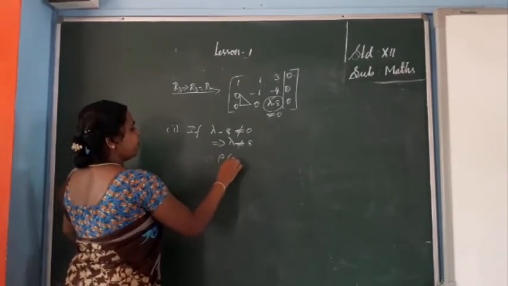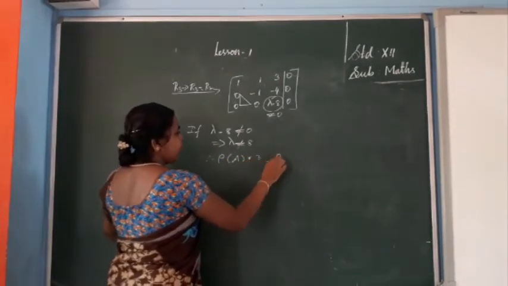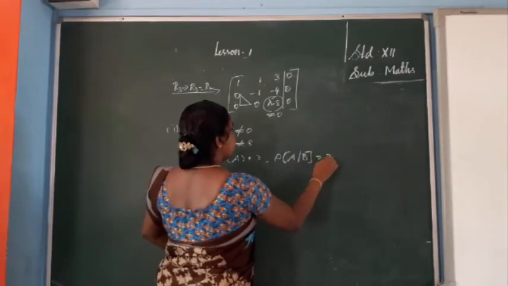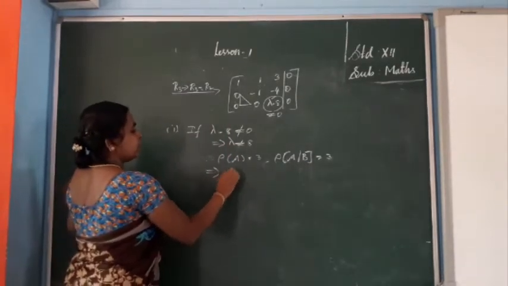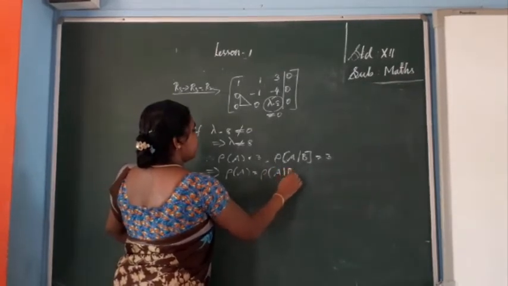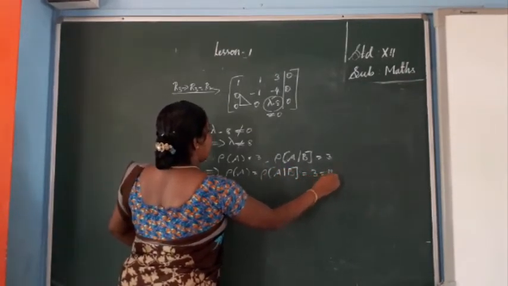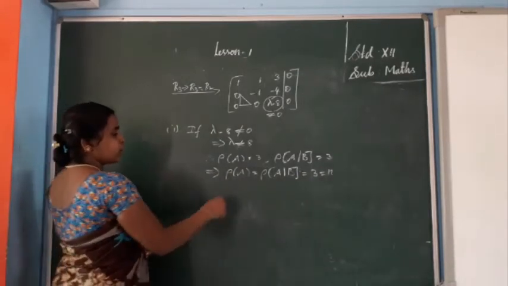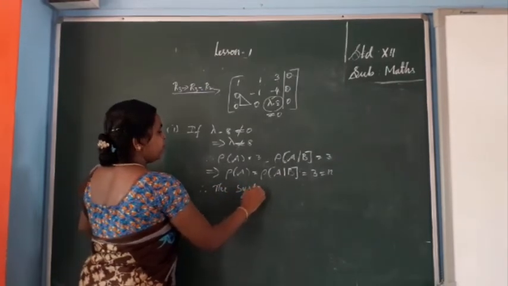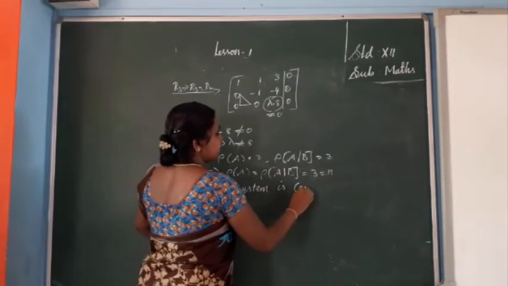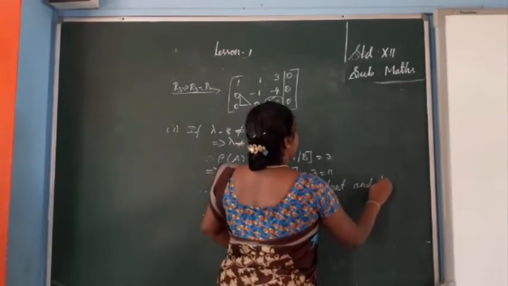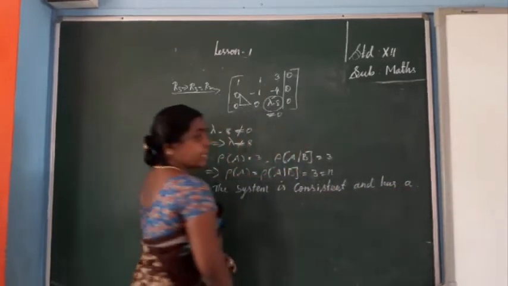Therefore, rank of A equal to 3, rank of AB also 3. So which implies rank of A equal to rank of AB equal to 3, equal to the number of unknowns. Both are equal to the number of unknowns. Therefore, the system is consistent and has a unique solution.